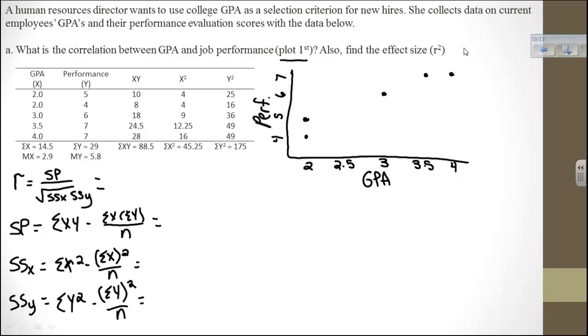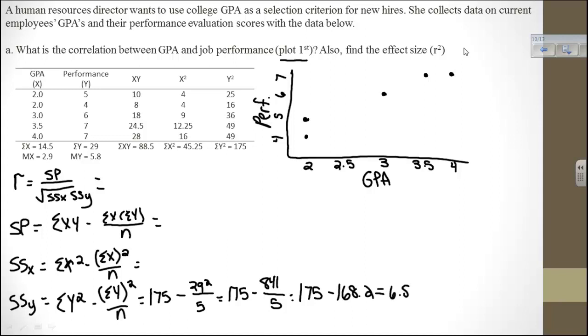Okay, so plugging in my values, I'm just going to work through this real quick. Sum of y squared, 175, minus sum of y, 29 squared, divided by 5 people. So 175 minus 841 divided by 5, which is 168.2, and you have a sum of squares y of 6.8. Always underline your answers because we're going to be using these time and time again for all these calculations.